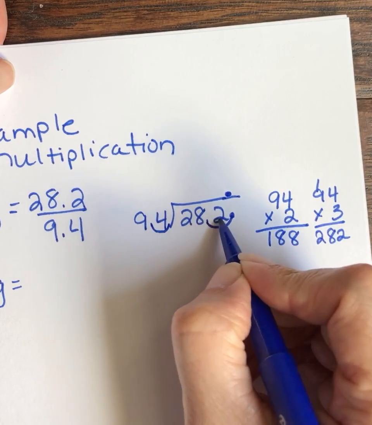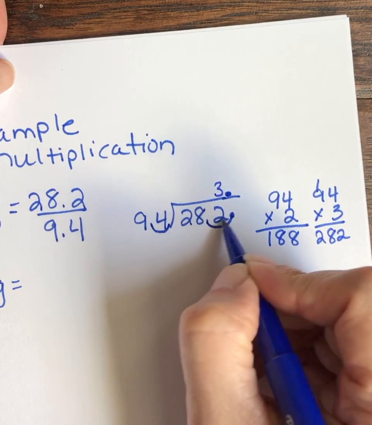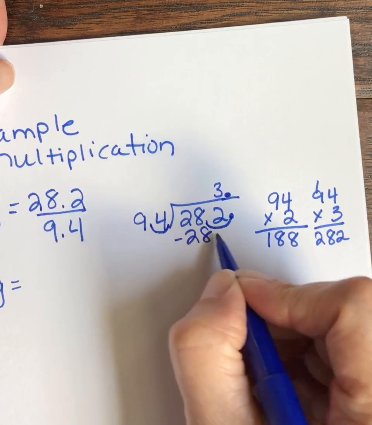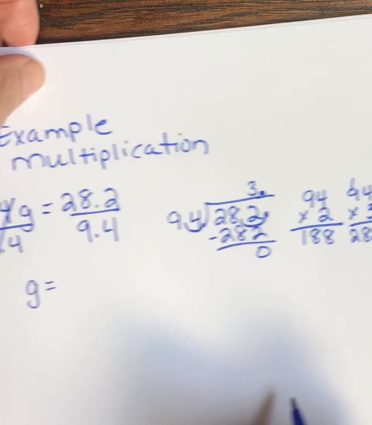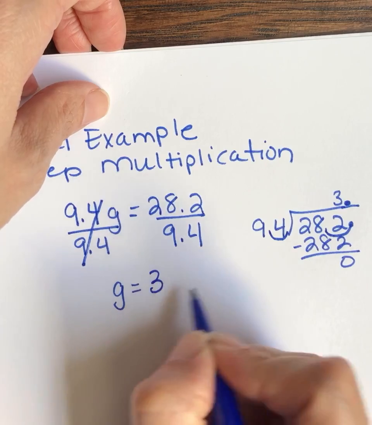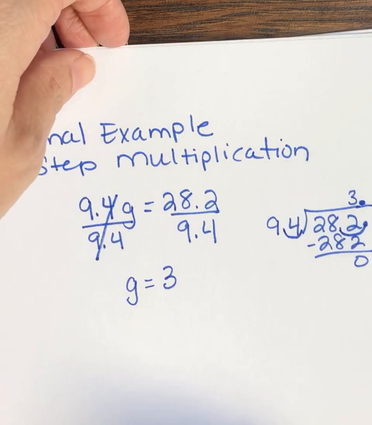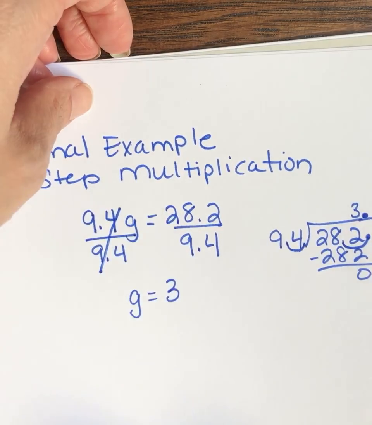So I need to write my 3 above this 2, because that's how far I went in. So then I just finish my subtraction. Okay, so my answer is 3. I don't have to write 3.0. 3 is your answer. So 9.4 times 3 is 28.2.